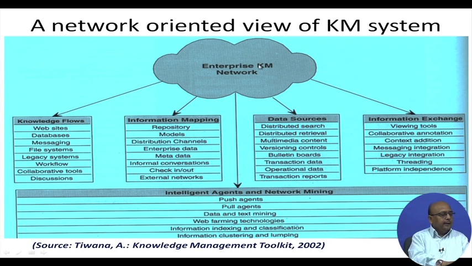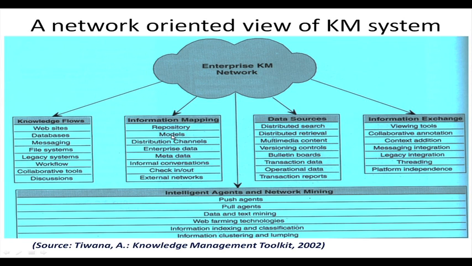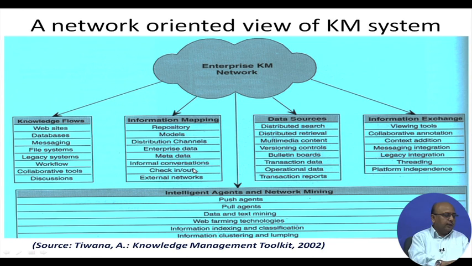what are the various collaborative tools that are used, and then how discussion takes place. So, here you look at how the enterprise knowledge management system is connected to the knowledge flows. Then the next part, when it comes to knowledge mapping, you can see how the knowledge is being mapped in the system. You have repositories, models, distributed channels, enterprise data, metadata, right. You have informal and formal conversations, check in, check out, what kind of data should be kept and what should not be kept. Then you have how this is connected to the external networks.